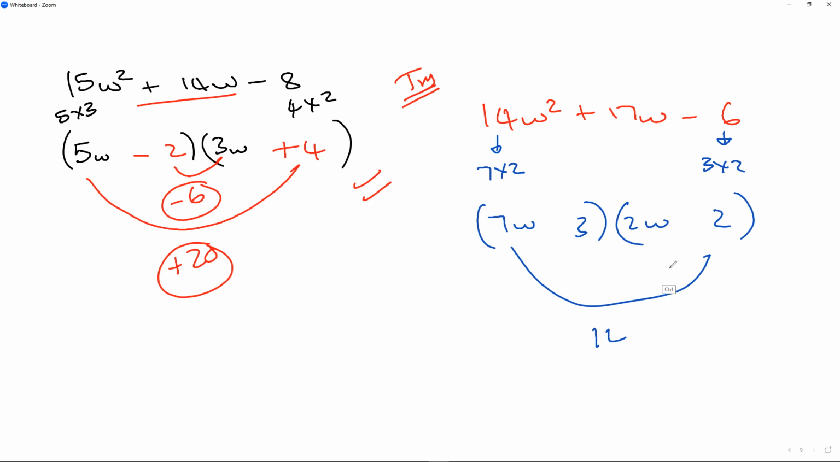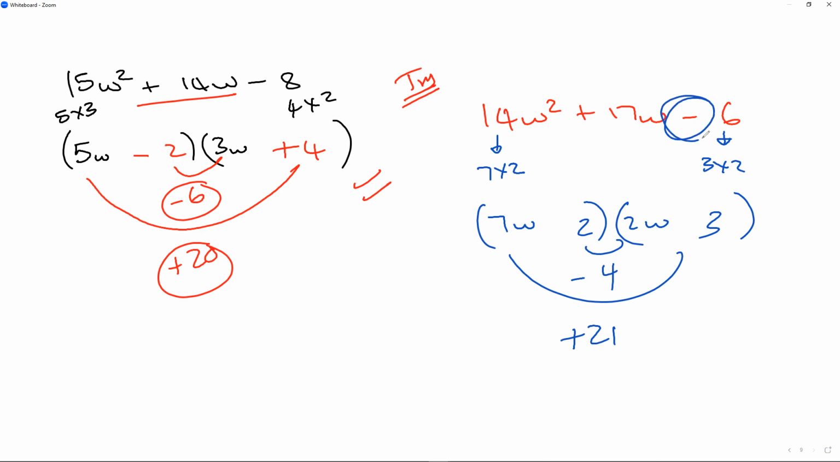If I erase it, swap it around, 2 here and 3 here, that becomes 21 and 4, and that can get to 17, but one has to be plus, one has to be minus, and yes, this is a minus, so that's positive. This will be negative 2, positive 3, because negative 2 times positive 3 is getting negative 6. Anyway, so that works out. So the final answer here, 7w minus 2, 2w plus 3. Okay.